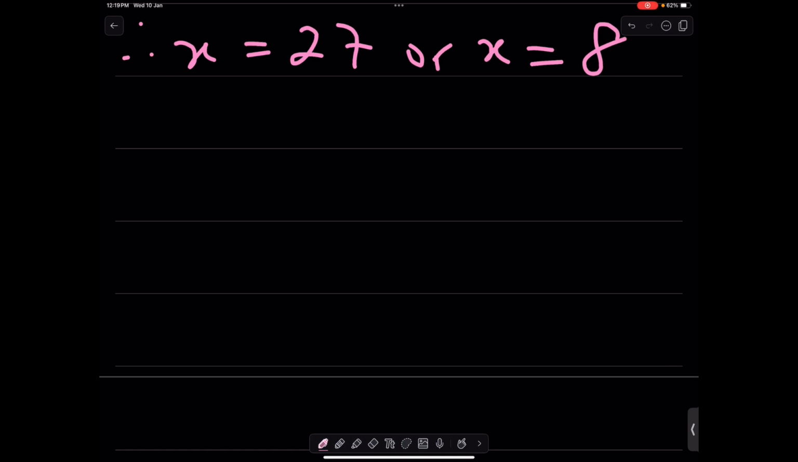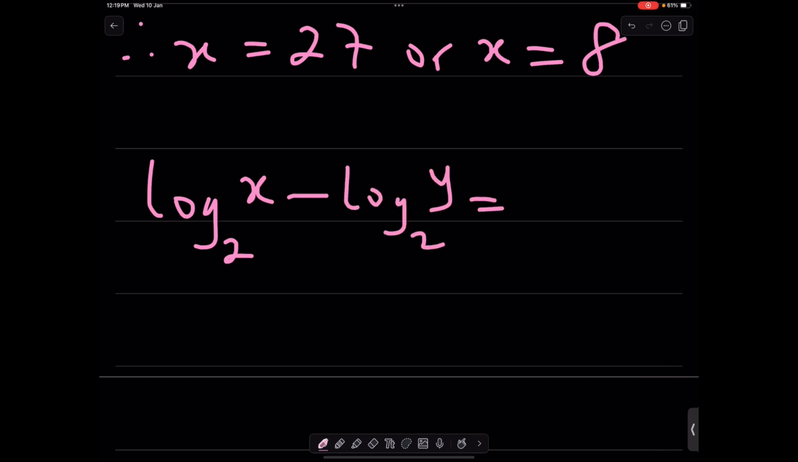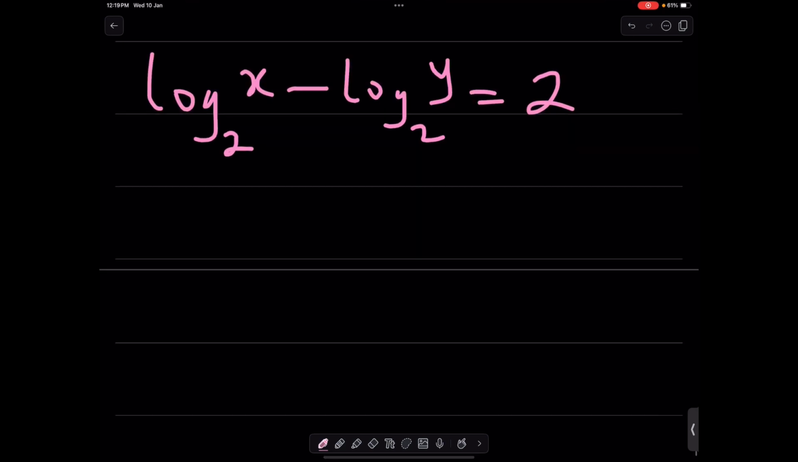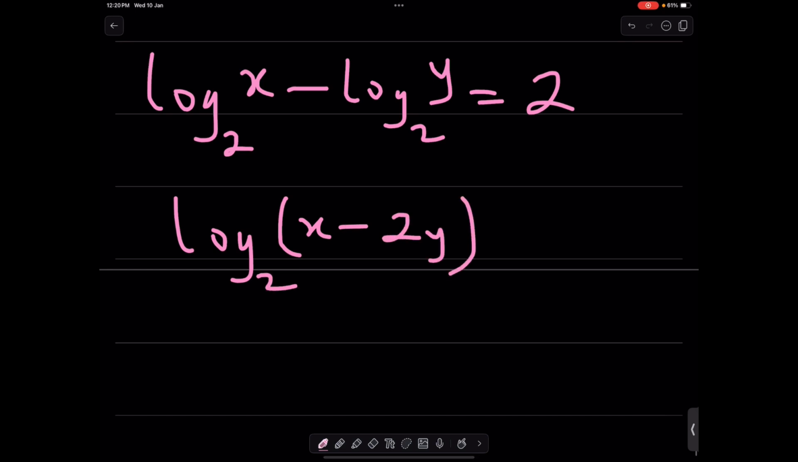The question is, given that, solve simultaneously log x base 2 minus log y base 2 equals 2 and log x minus 2y base 2 equals 3. Of course, this is log y base 2.